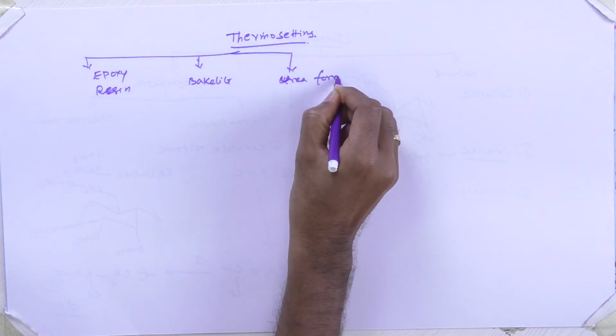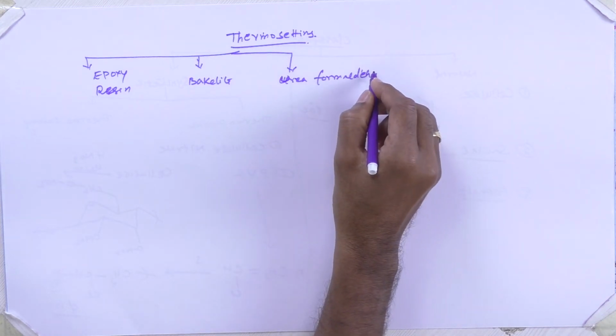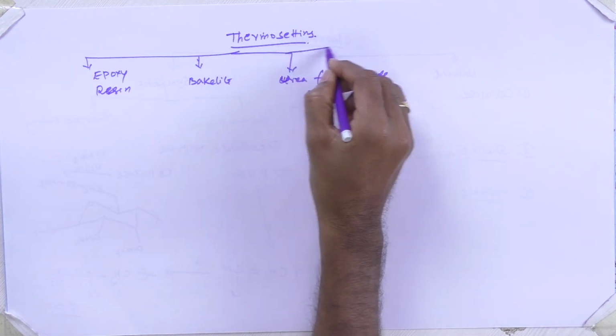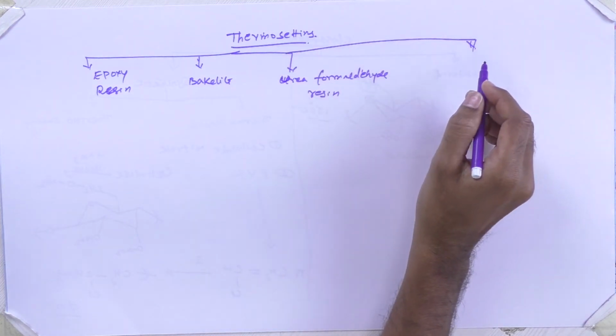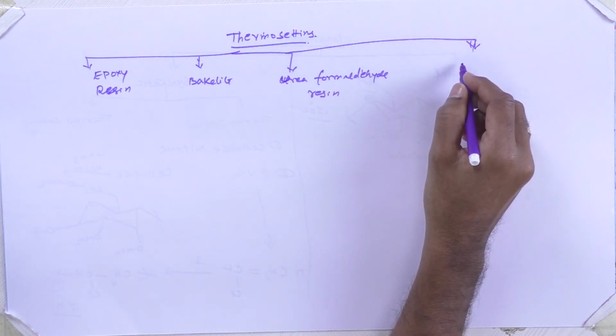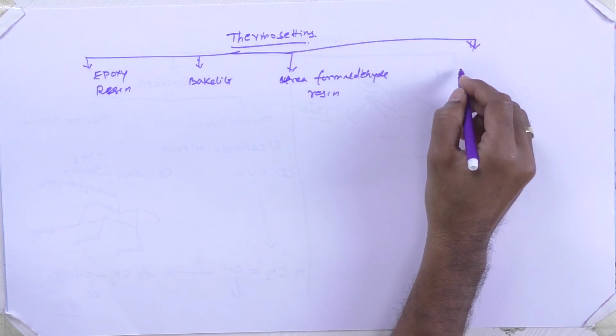Urea formaldehyde resin. And the fourth one is going to be cyanoacrylates. This is used to form a quick bond, like quick fix. It is sold in the market under the trade name of quick fix.